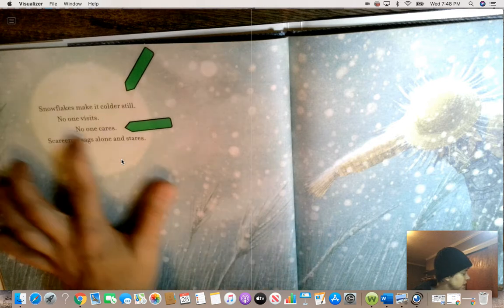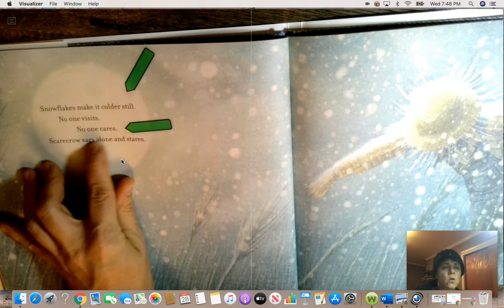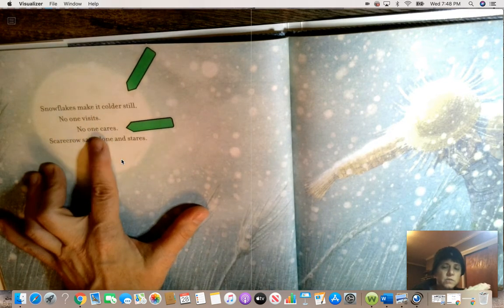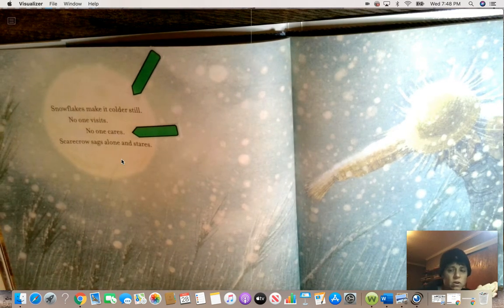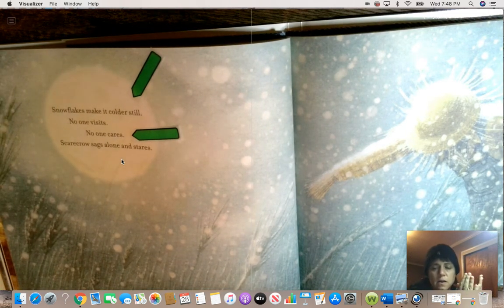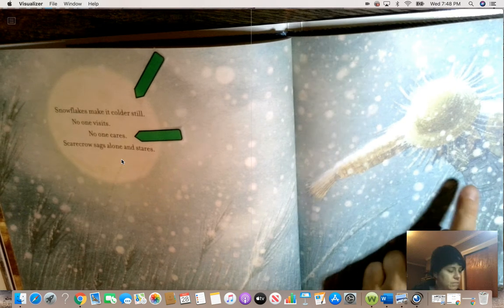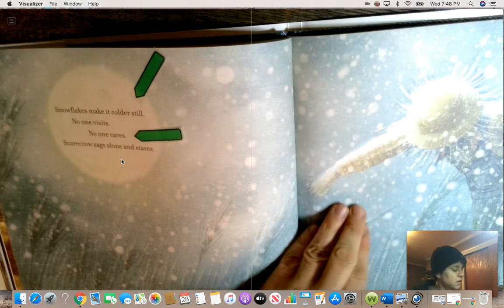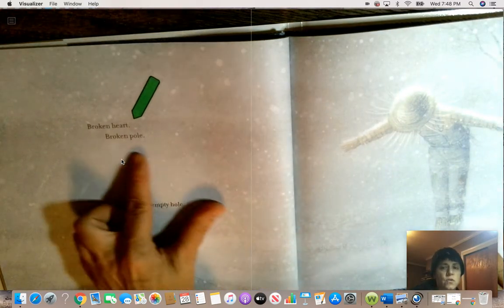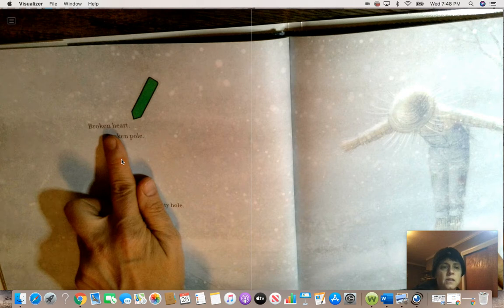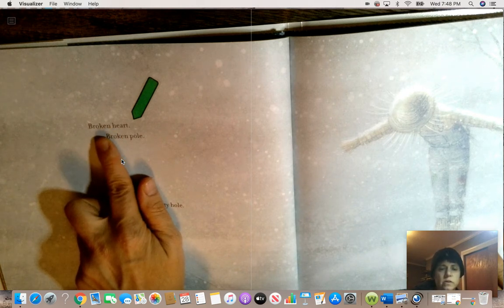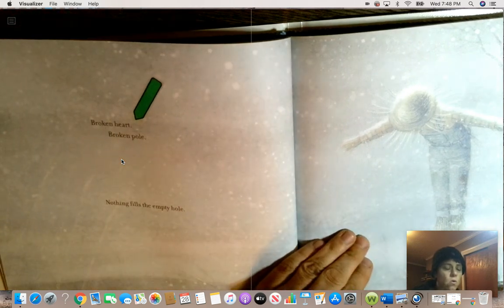So snowflakes make it colder still. No one cares. So it's kind of gone from scarecrow feeling alone to feeling happy and feeling the love and joy of friendship to back to feeling this alone. So we see a shift in our setting and in our characters. And so we see this change from how joyful and happy Scarecrow was and proud to his heart is feeling broken, sad. He's missing his crow.